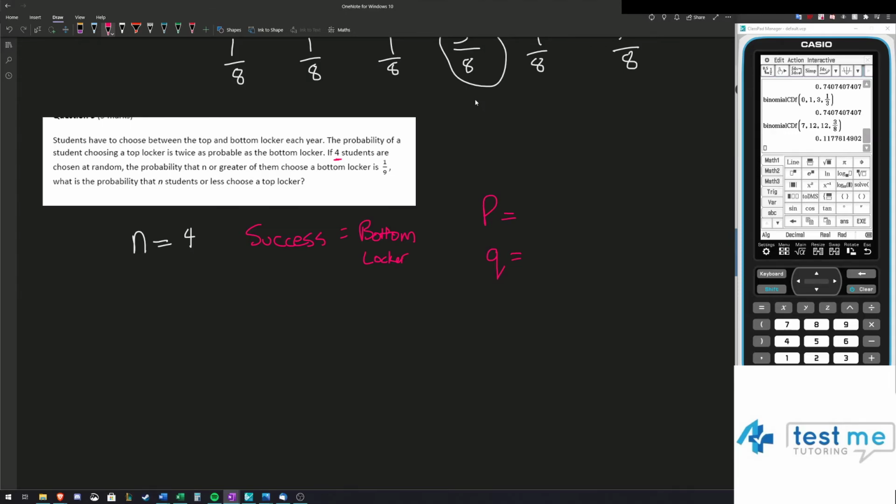So we've got 3, basically we can say getting a bottom locker is 1 out of 3, and a top locker is 2 out of 3. So that's top and that's bottom. Because we can see here, the top locker is double the chance. So 66% versus 33%, okay? So I hope that makes sense. Let me know if it doesn't, but this is 1 over 3, and that's 2 over 3. Okay?